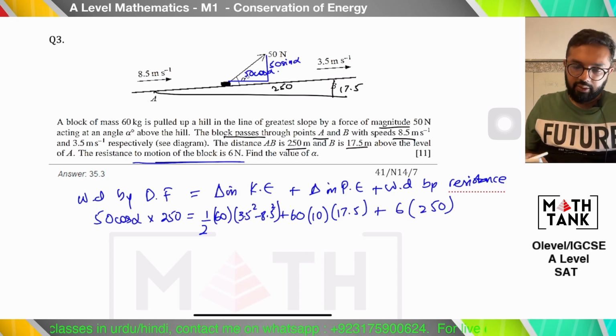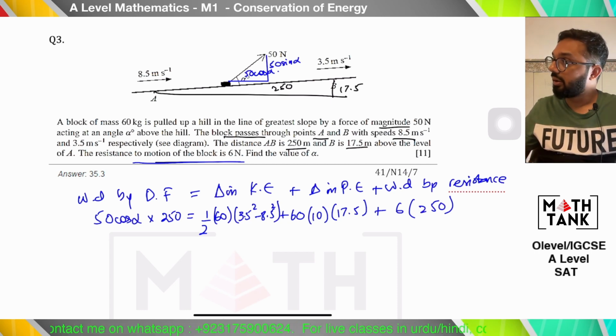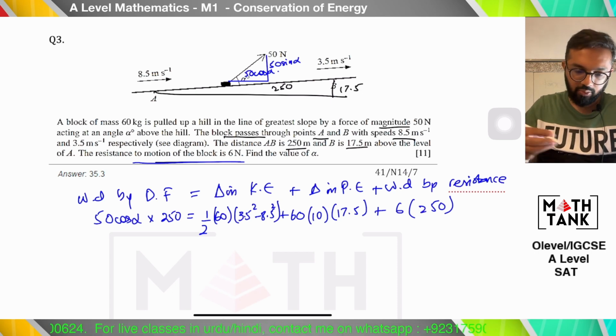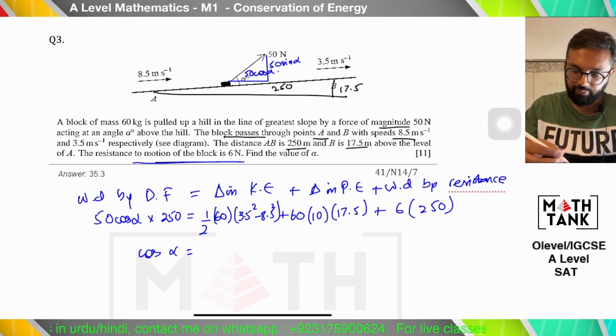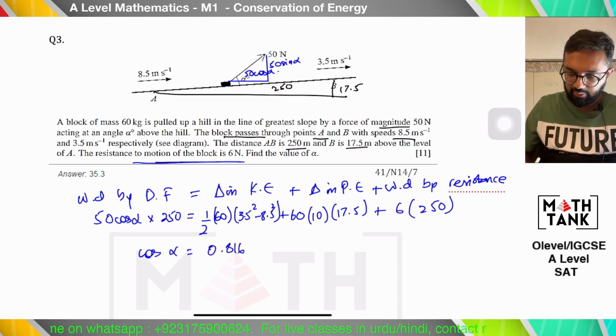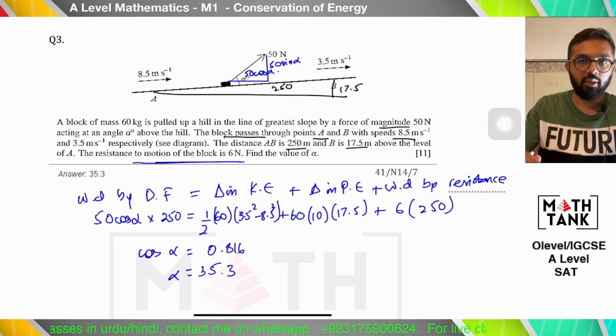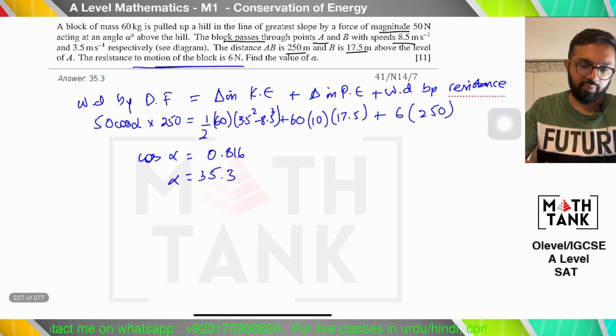Solving this gives me 30 into (3.5 square minus 8.5 square) plus 600 into 17.5 plus 6 into 250, divided by 250 divided by 50. I'm getting cos alpha equals 0.816. Taking cos inverse gives me 35.3. So a relatively simple question for 11 marks.